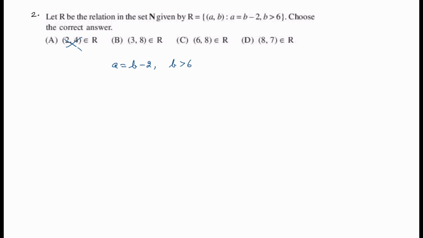Let us check B option. a is 3, b is 8. 3 equal to 8 minus 2 is wrong. So B option is wrong. C option. a is 6, b is 8. 6 equal to 8 minus 2 is correct. Second condition, b greater than 6. 8 is greater than 6, so C is correct. Whereas for D, 8 is equal to 7 minus 2 is not correct. Therefore, the correct option is C.